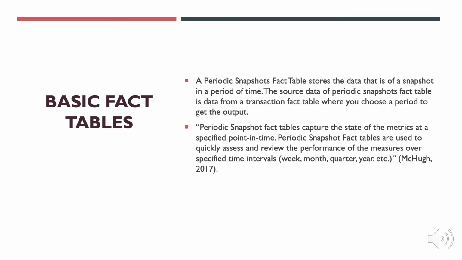Quoted here, we have periodic snapshot fact tables capture the state of metrics at a specified point in time. Periodic snapshot fact tables are used to quickly assess and review the performance of the measures over specified time intervals, essentially for a week, month, quarter, year. We can also do date, specific day of the week, which is prevalent when we talk about booking airfare online. If you book on a Monday versus a Friday, how do the prices change? How are they different?